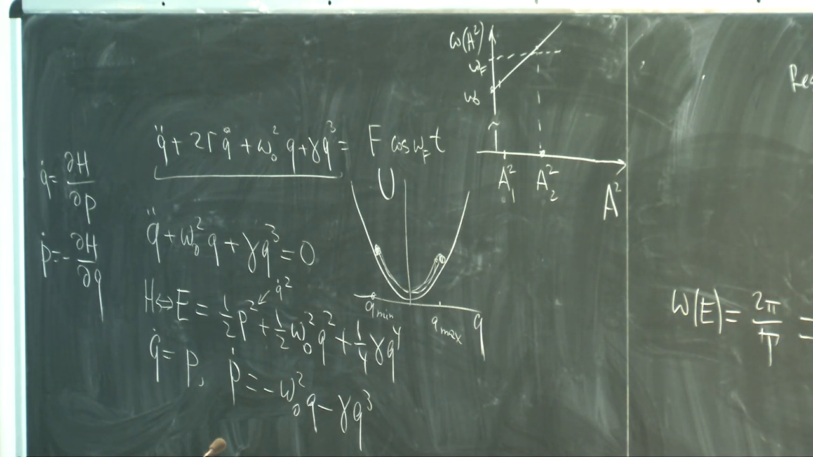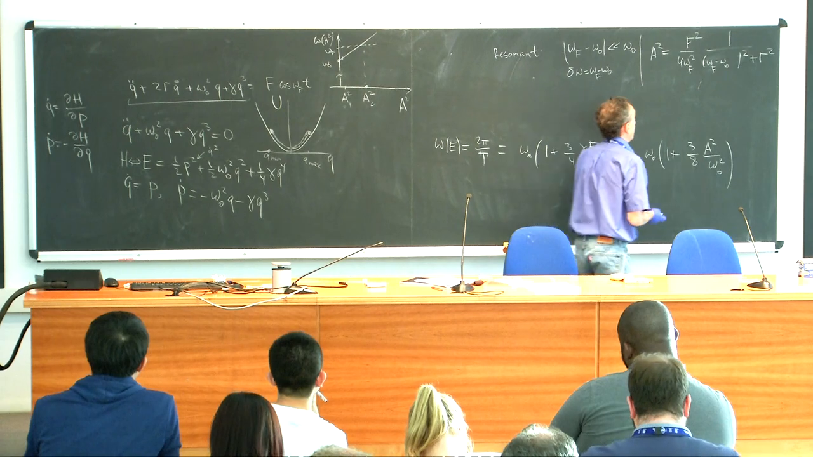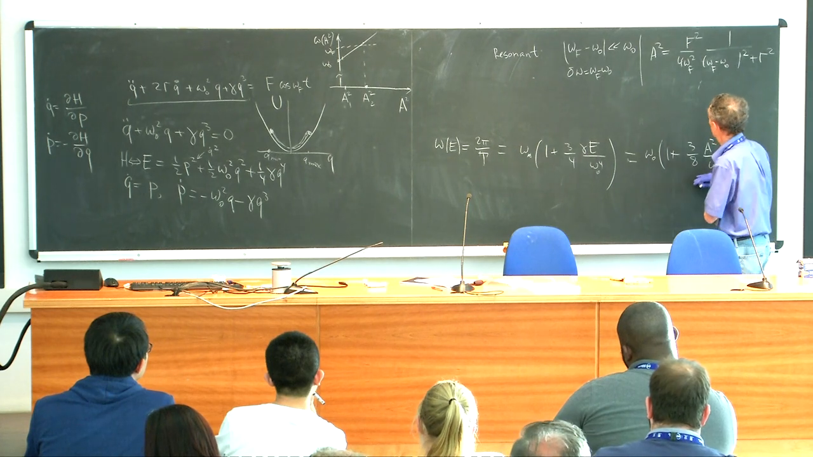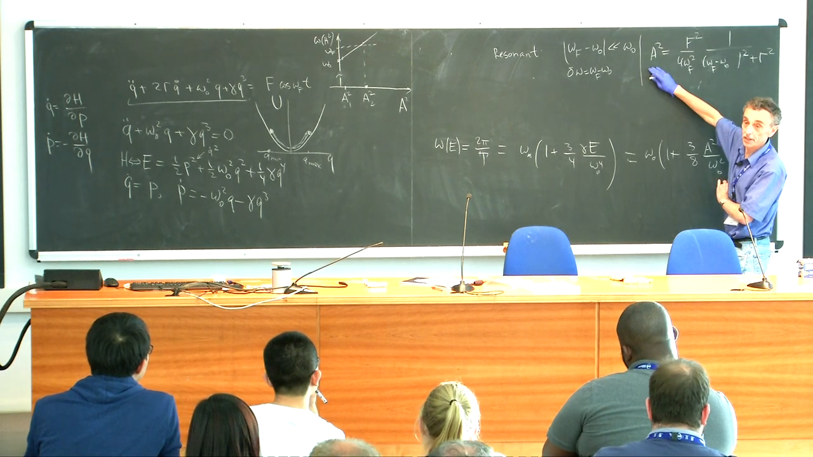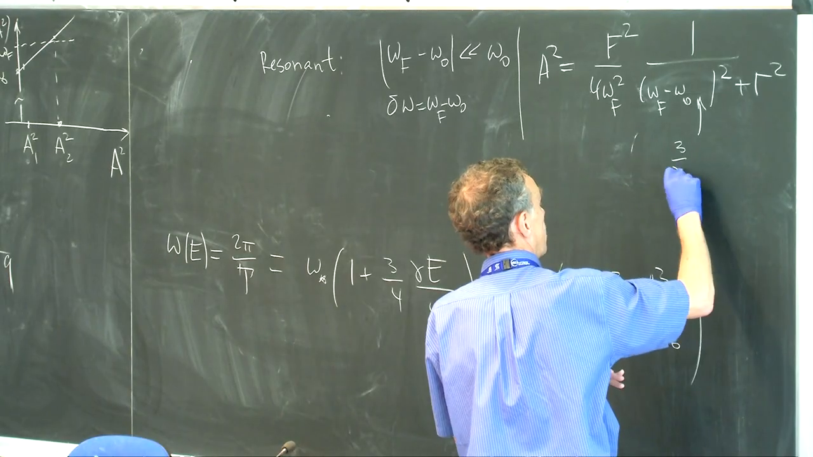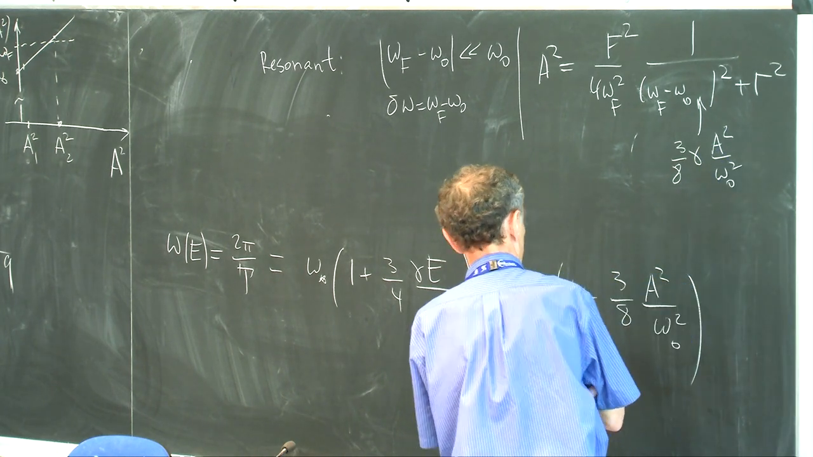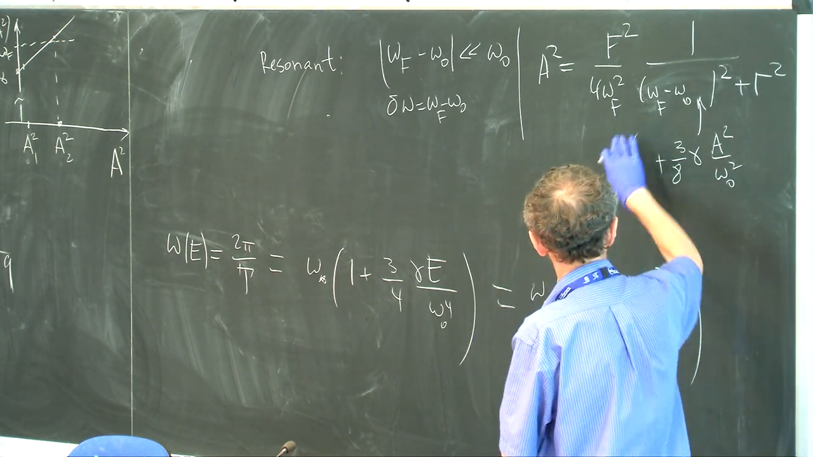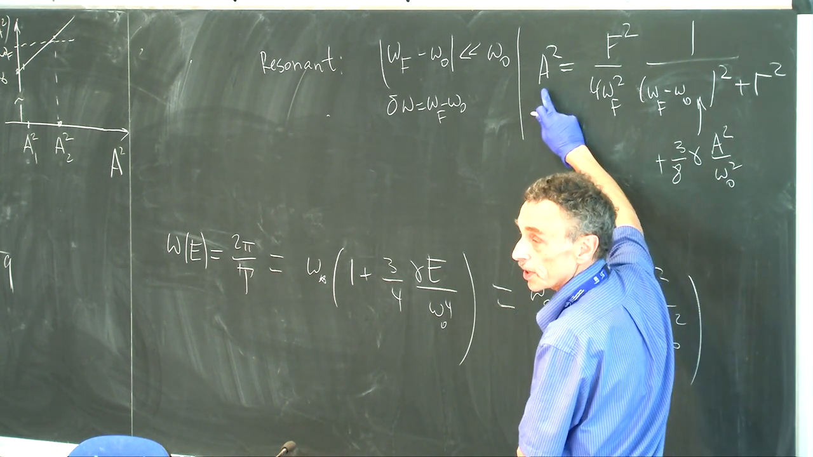Now, formally, it is described in the following way, which actually, somewhat surprisingly, is correct, or maybe not surprisingly. So what I did, I said that my amplitude depends on frequency. So what I have to do in this expression for the amplitude of forced vibrations, which we had before, is just add here 3/8 gamma A squared over omega naught squared. So now I have an equation for the squared amplitude.